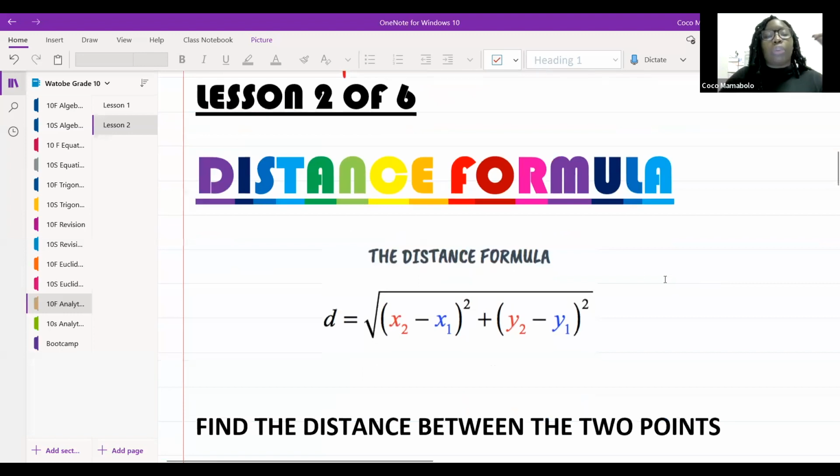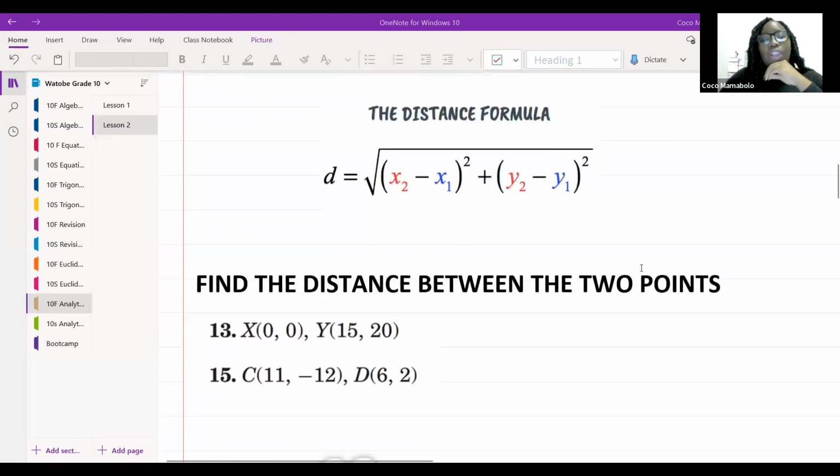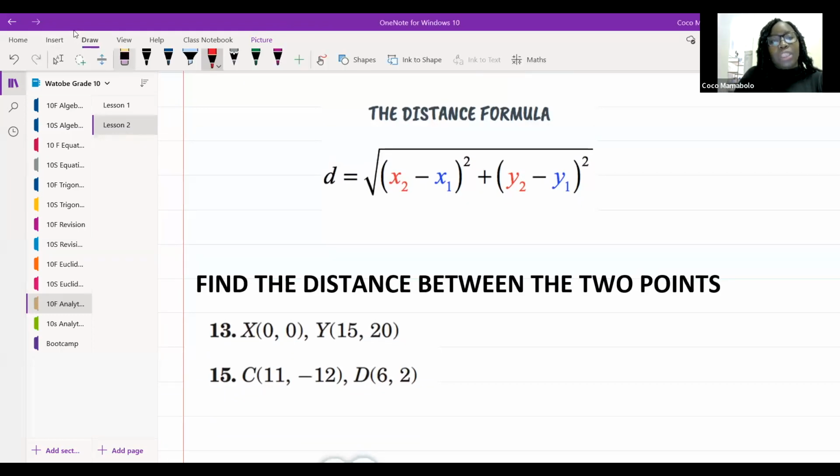Going to do a quick recap of the distance formula, right? The distance formula is what we learned on Monday. We learned that if we want to find the distance between 2 points, we use this formula that we've got on the screen at the moment, right? So I'm going to ask you guys, this one is a nice and easy one.